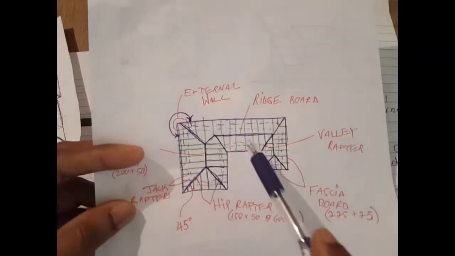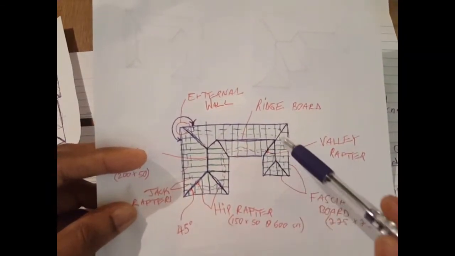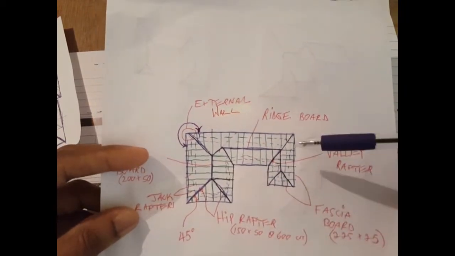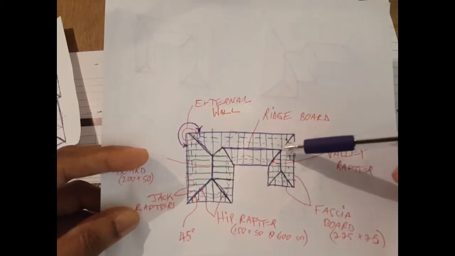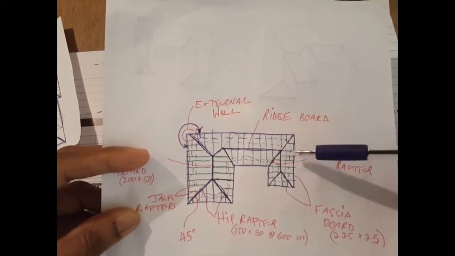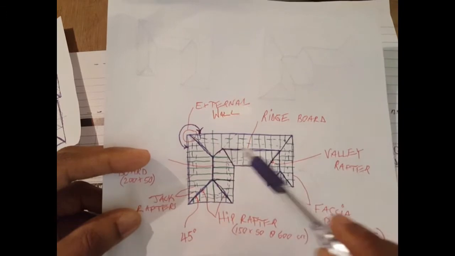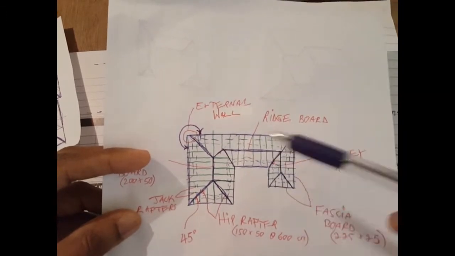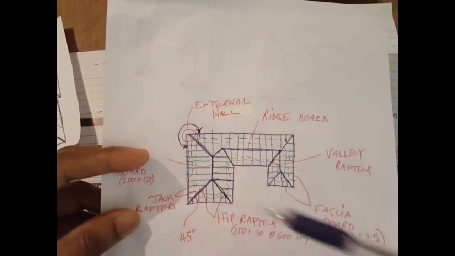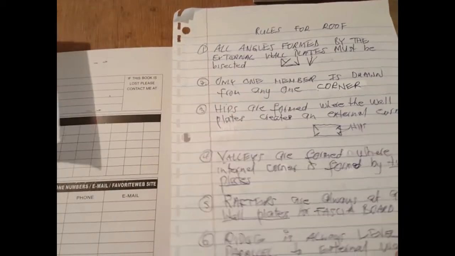And here we have our ridge board, one ridge board here, another ridge board here, and a third ridge board. If you notice, the ridge board is parallel to this wall or plate. It's also parallel to this wall and that plate. In like manner, it's parallel to the wall and plate on that side also. Very important.